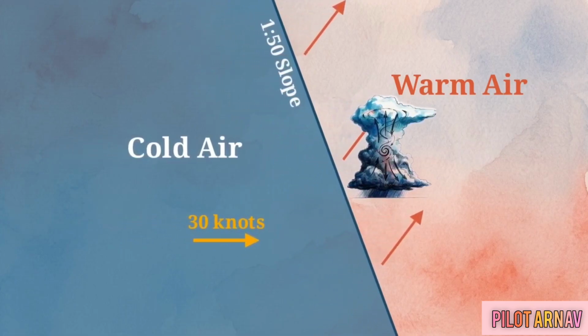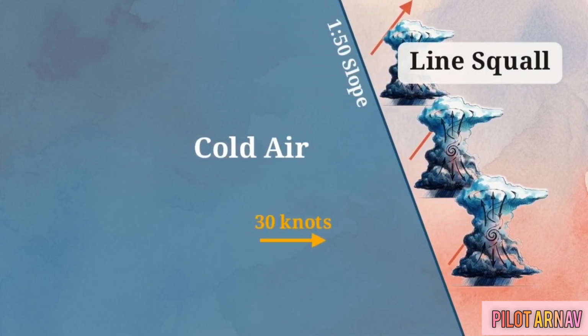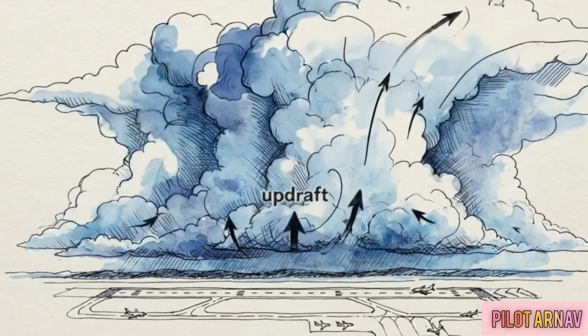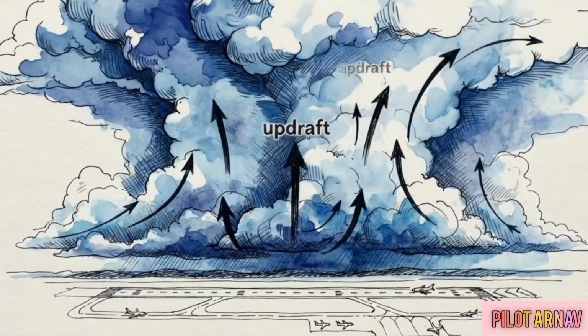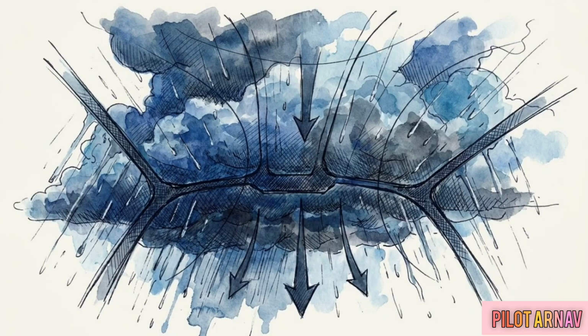When these cumulonimbus clouds group together in a single boundary, they form a line squall. For an approaching pilot, a line squall appears as a continuous, dark wall of clouds stretching across the horizon. As the cold front passes, the temperature drops.